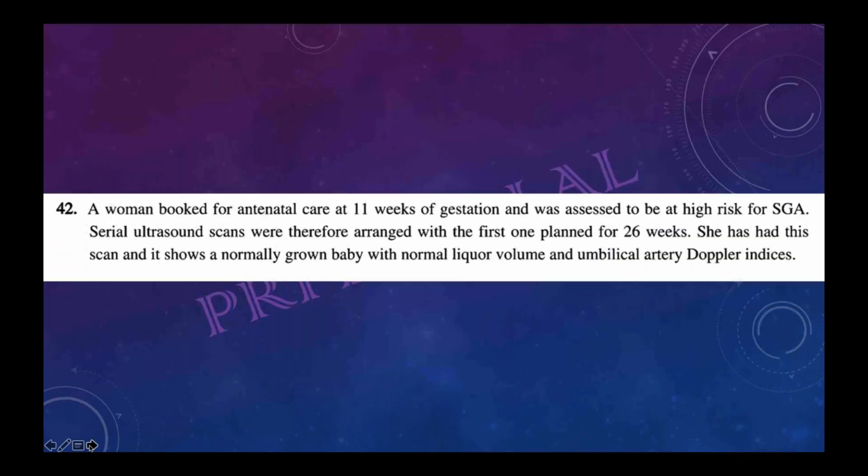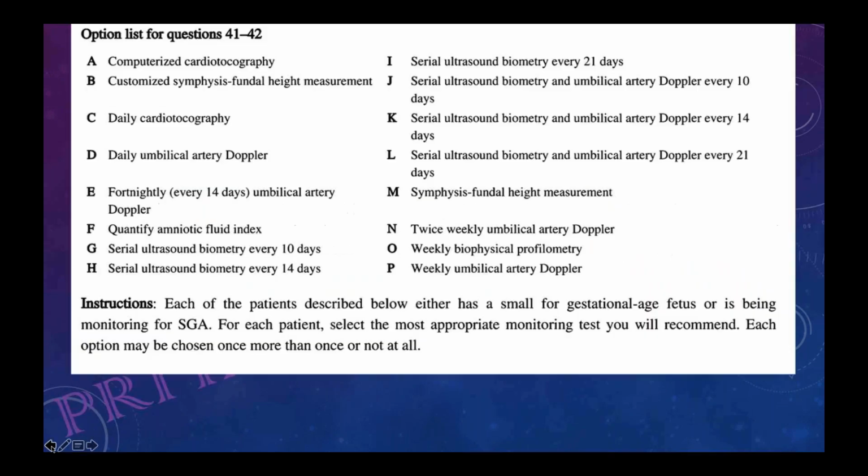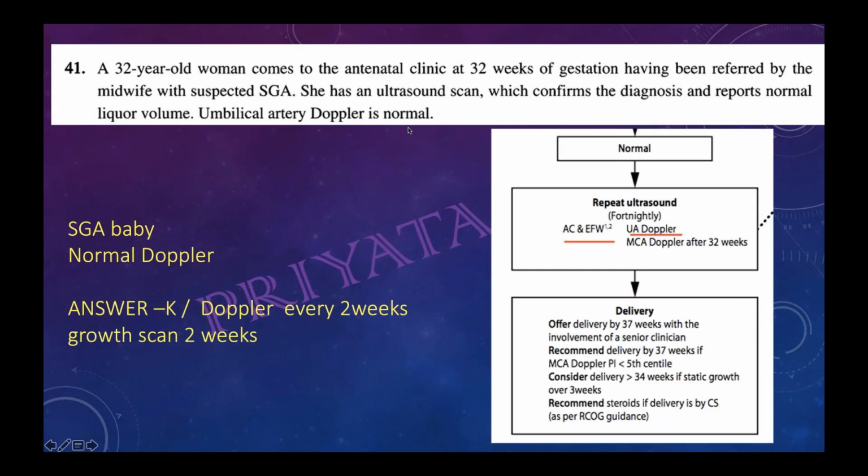But ma'am, she is just a suspected SGA. She is not a diagnosed SGA. Ultrasound confirms the diagnosis. Ultrasound confirmed that it was normal, so that means SGA was not there. No, it confirms the diagnosis of SGA. If the ultrasound reports normal volume and umbilical artery Doppler is also normal, that means it is not an SGA.